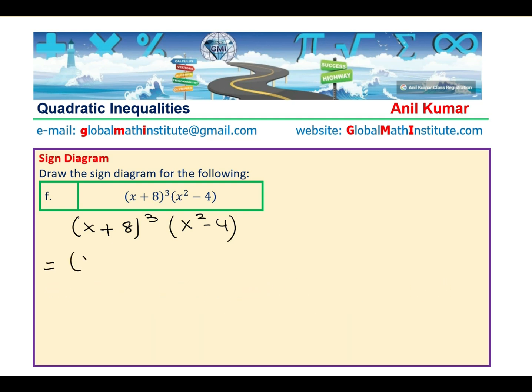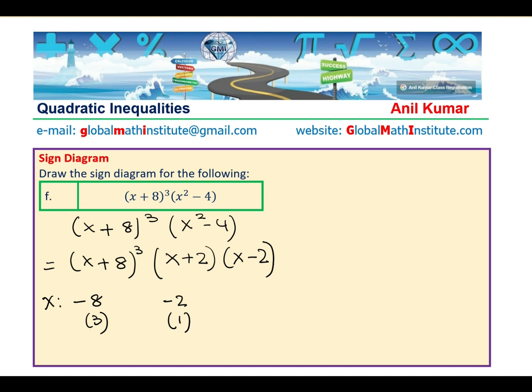So let's rewrite this as x plus 8 whole cube, and this will be x plus 2 times x minus 2, correct? So we have zeros or x-intercepts at x equals 2, minus 2, and minus 8. But see, the degree is 3. Let me write this multiplicity or degree. And here we have at minus 2, which is 1, linear, and here at 2 also linear, right?